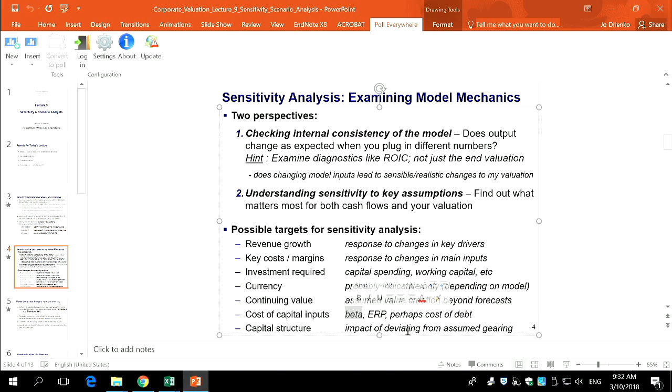Instead of just using whatever beta used in assignment number 1, 0.9, whatever it is, what if it was lower? What if it was higher? What would happen to the WACC? What would happen to the value per share? Equity risk premium, we use 6% or 5%. Historically, it hovers between 5 and 7. What if we use 5? What if we use 7?